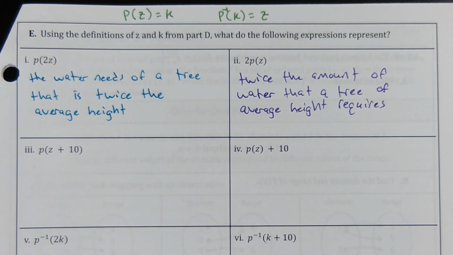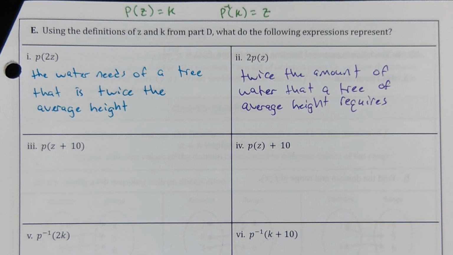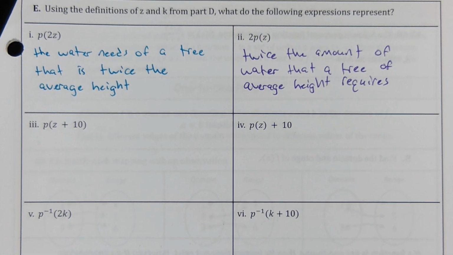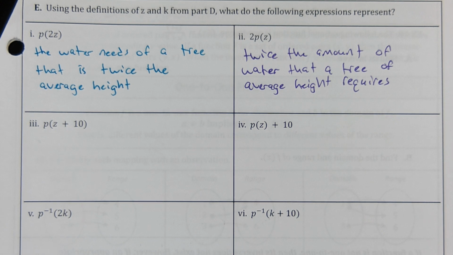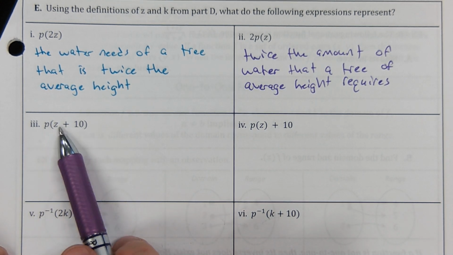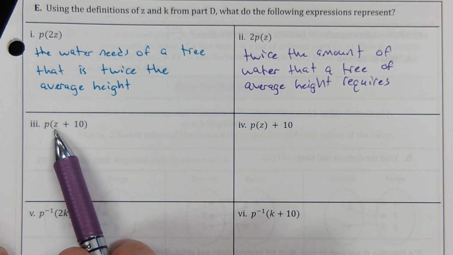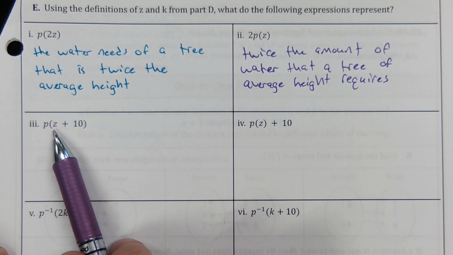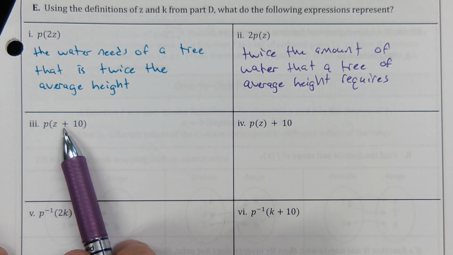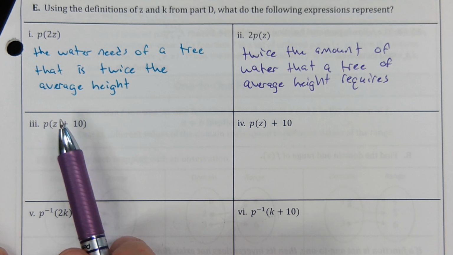These 8 questions are the hardest thing for me in the whole lesson. Just thinking about what does that do? What does that mean? So again, the input here is height of a tree. The output is the water needs. There you go. The water, yeah, good. The water needed for a tree that is 10 feet taller than average.